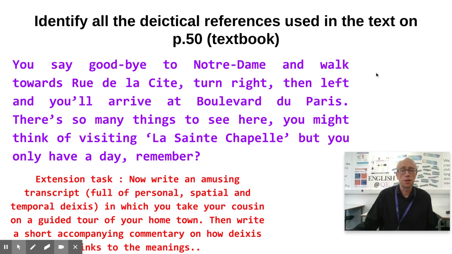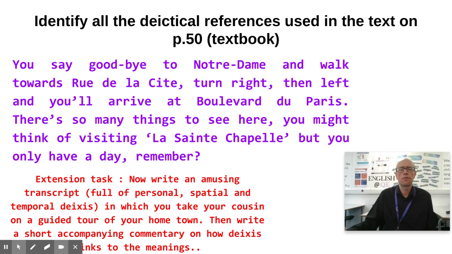And a final thing to do on that, as an extension task, would be for you to write an amusing transcript, which is full of these examples of personal, spatial, and temporal deixis. So imagine that you are taking your cousin on a guided tour of your hometown. And so you could write a page-long, amusing transcript of a guide to wherever it may be, Stockton, Bishop Auckland, Northallerton, Darlow. And then once you've done that, write a short accompanying commentary on how the deictical utterances are linking to the meanings.